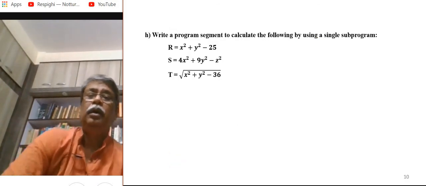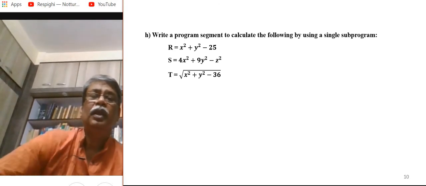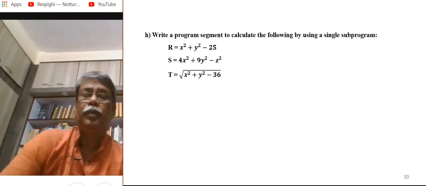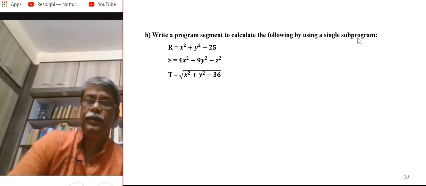Here a program segment is given and it's calculating something using a single subprogram. So you see 3 jobs. So far 3 jobs are mentioned, R, S and T. But you are asked to use only a single subprogram. So how can it be done?